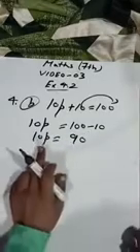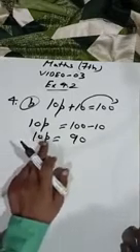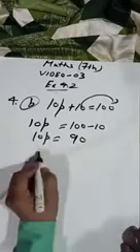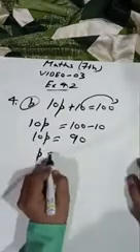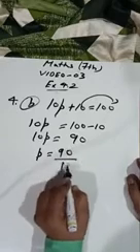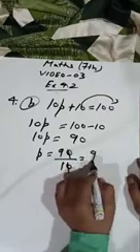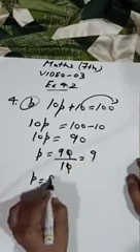Now I have to remove this 10. Now 10 is connected with the multiplication sign, so when it goes to the other side, it will divide, meaning 90 divided by 10. When you solve it, you will get 9. So p is equal to 9.